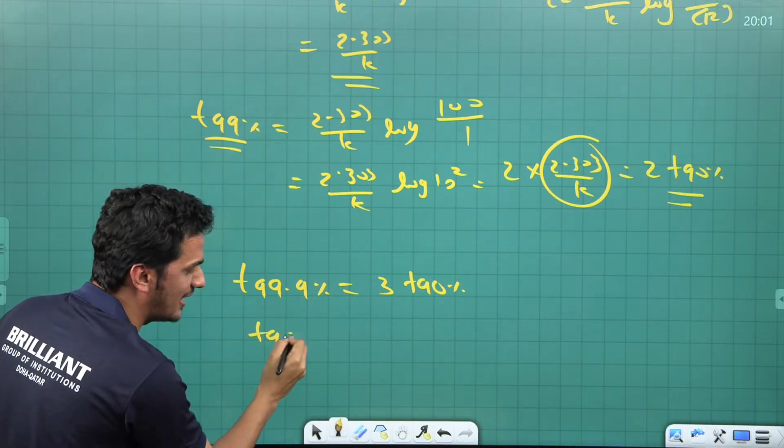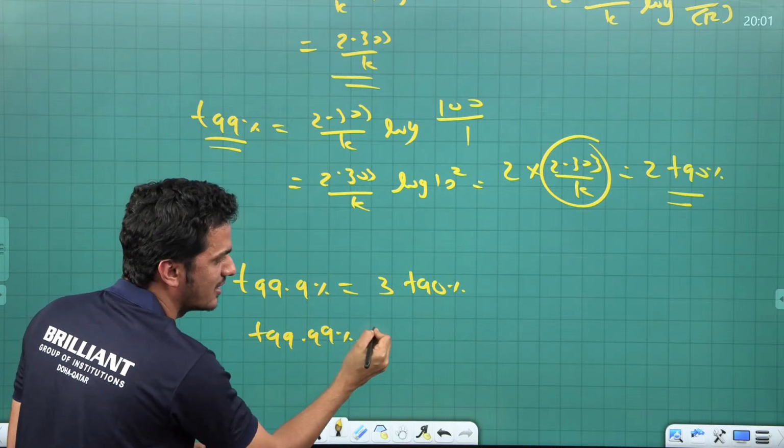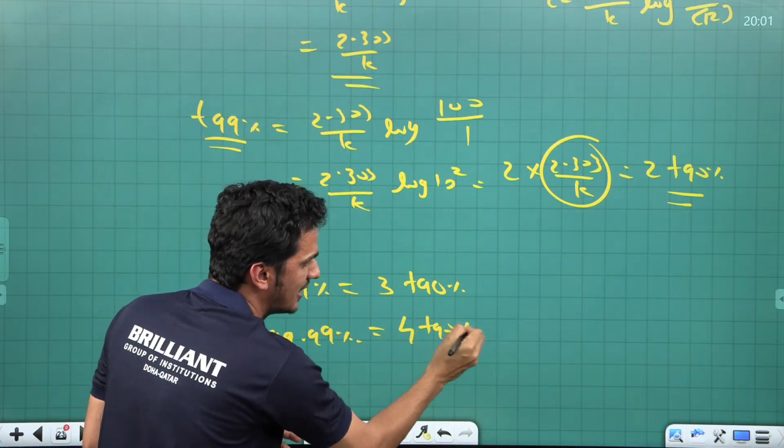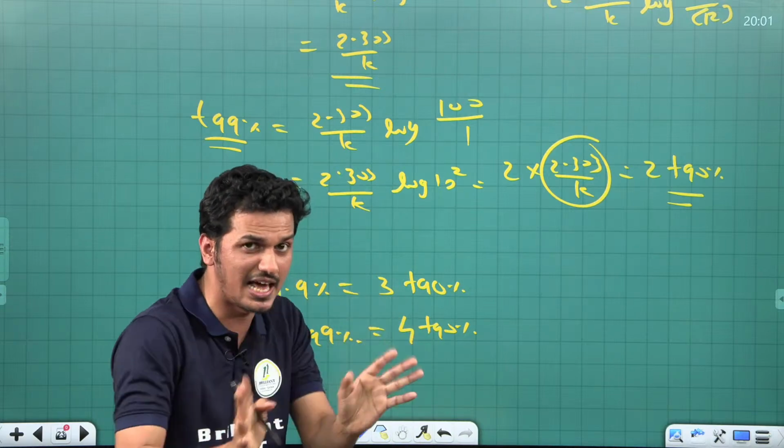And if it is T99.99%, how many 9s are there? 4. So 4 into T90%. That's it. Idea clear? What is T90%?